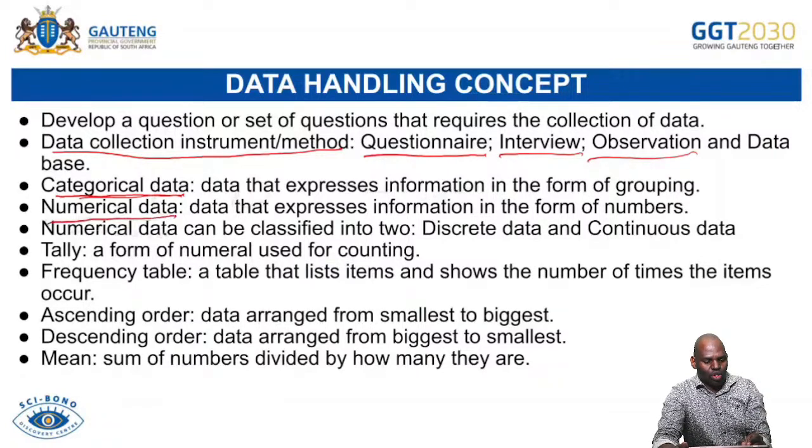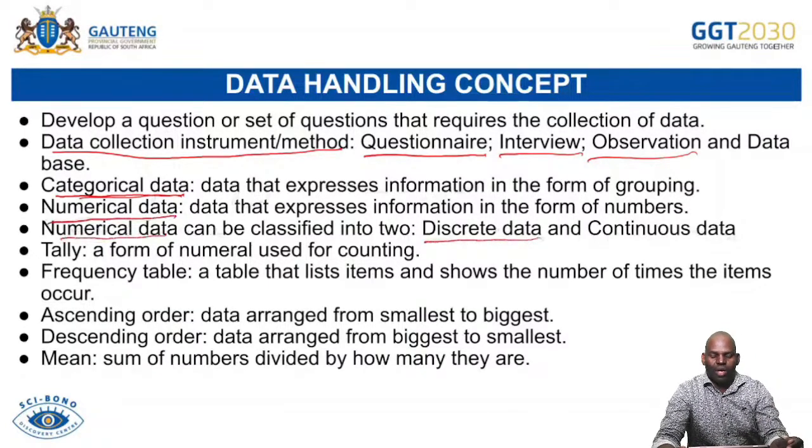And then, of course, we've got numerical data. When we get to numerical data, we've got two types: discrete data and continuous data. Now, remember that discrete data is the type of information that we collect by counting. I know most of you will say it's data in the form of whole numbers, but that is not actually correct. It is data that is collected by counting.